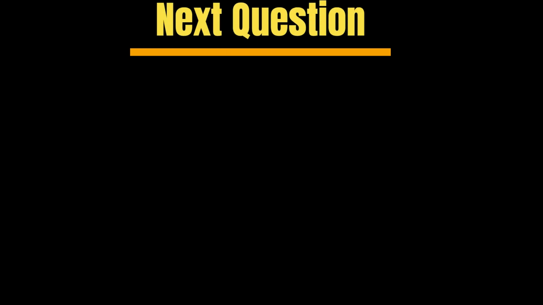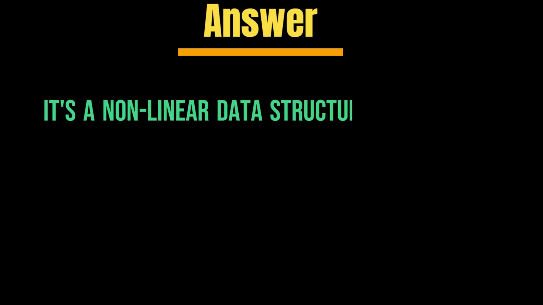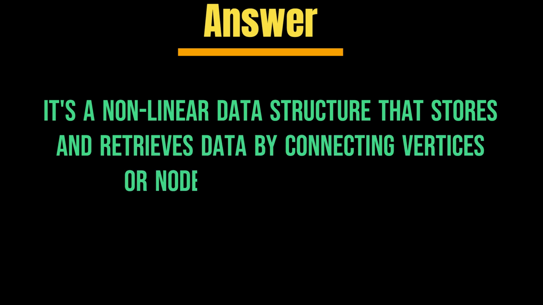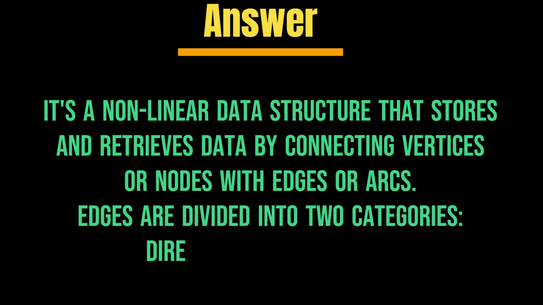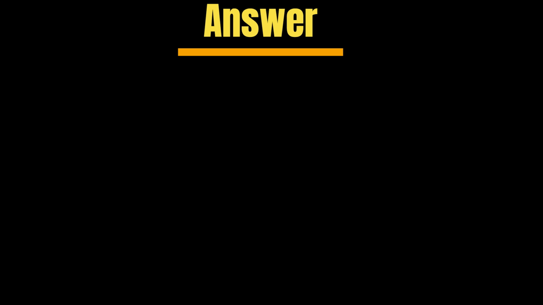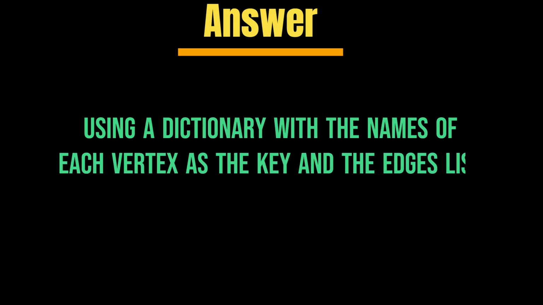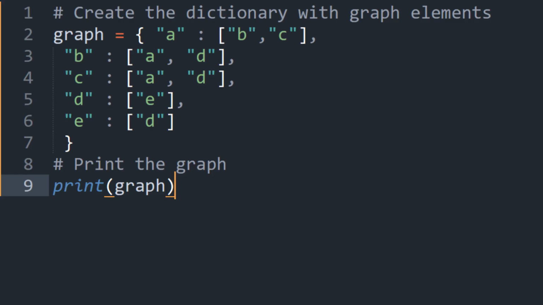Next question is: what is graph data structure? Answer. It's a nonlinear data structure that stores and retrieves data by connecting vertices or nodes with edges or arcs. Edges are divided into two categories, directed and undirected. Using a dictionary with the names of each vertex as the key and the edges list as the values is the best way to implement graphs in Python. Here is an example. Run the program in any Python editor to see the output.